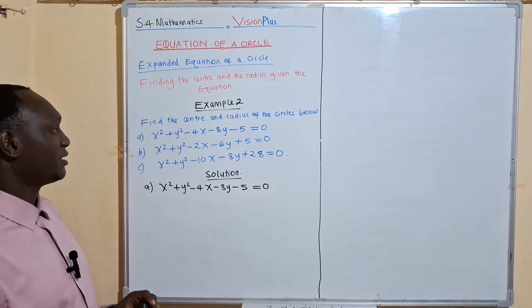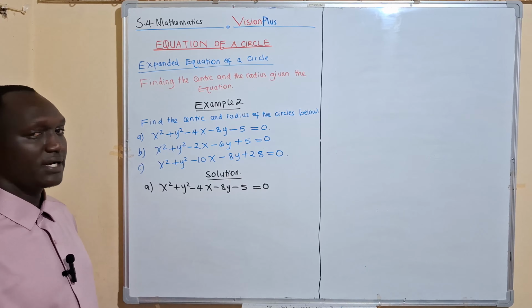We are looking at finding the center and the radius when we are given the expanded equation of a circle. Example 2 says that we need to find the center and the radius of the circles below.